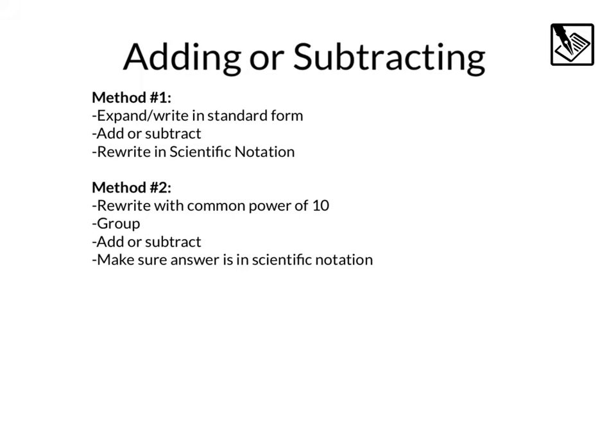Moving on to adding or subtracting. Now when you add or subtract numbers in scientific notation, there's a couple different methods. The first method is to expand or write it in standard form, then just add or subtract like normal, and finally rewrite it in scientific notation. The second method requires that you rewrite with a common power of 10. You can group it together, add or subtract, and then make sure the answer is in scientific notation, moving that decimal and changing the power if needed.